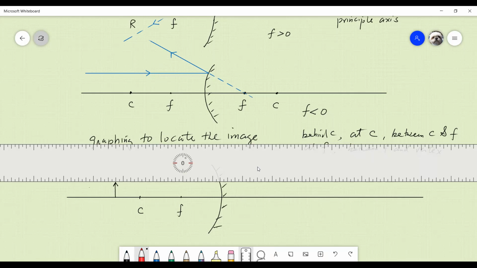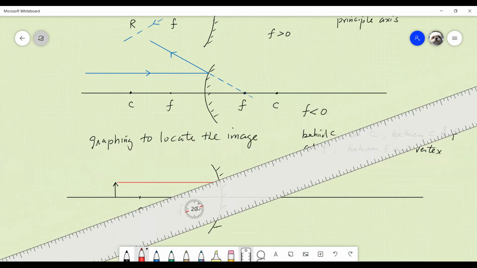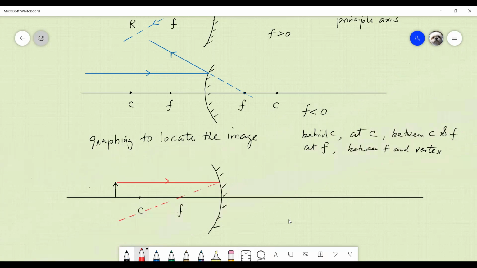Now, remember that I have a parallel line coming in, and it's going to fall on the focal point. But it will not tell me the location of the image, and then we need a couple more drawings. Now, let me zoom in.